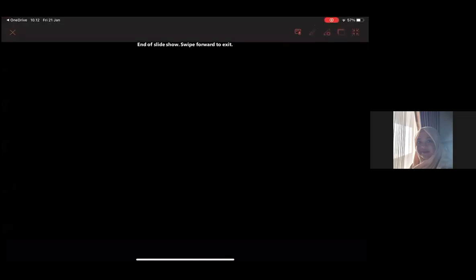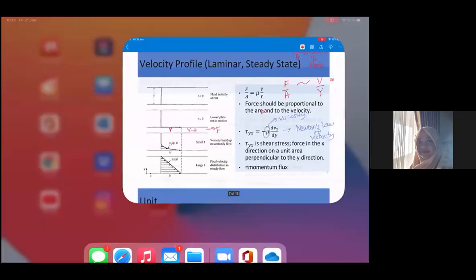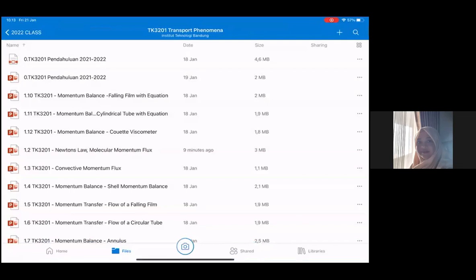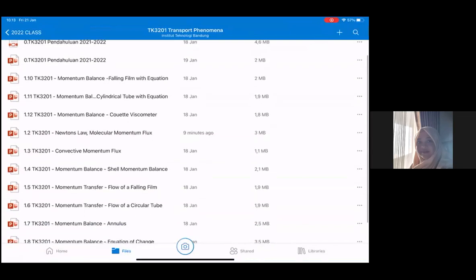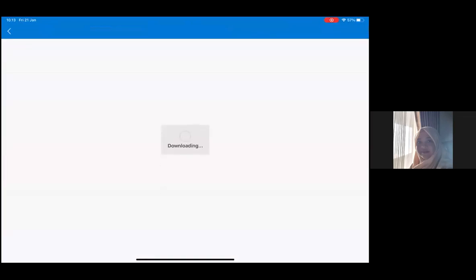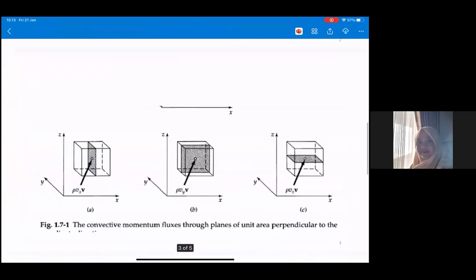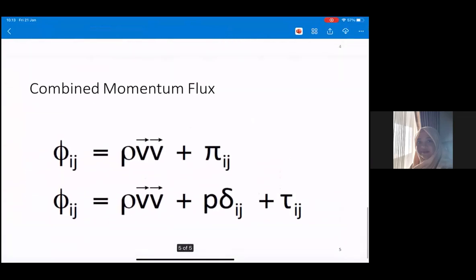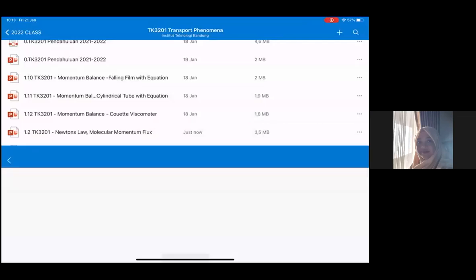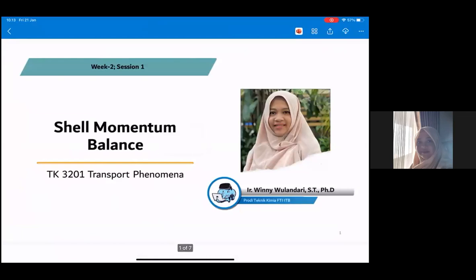I think that's the end of the slide. I would like to move to the next stage. Let me check. The second one is the convective flux. Oh, this one also we finished. Okay, and then let's see now. Now maybe we can go to the next slide.